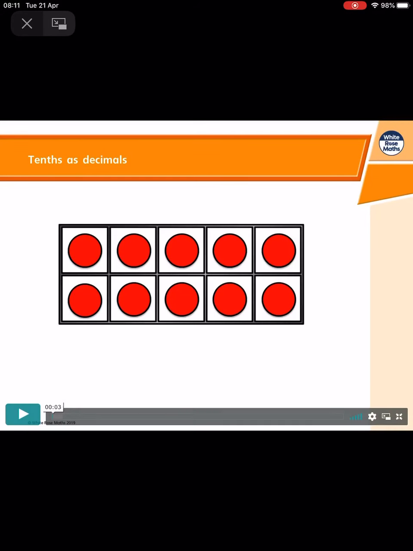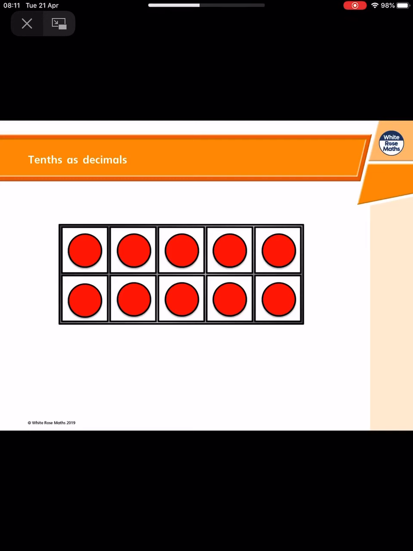Look at decimals. You might have heard other words that start with DEC, like a decagon, a shape that has 10 straight sides, or maybe a decade, which is 10 years. Decimals help us to work with tenths.